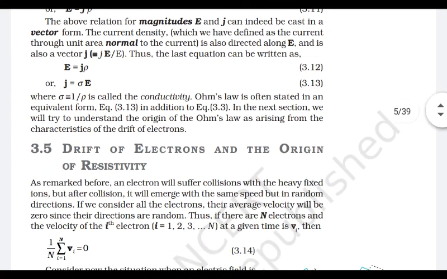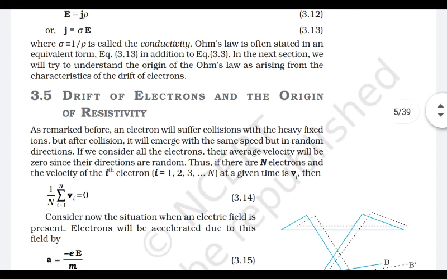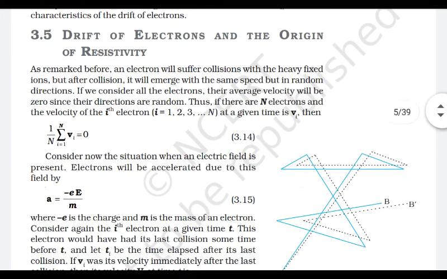So drift velocity is a very good phenomenon, you should know it. So I'm just giving some information. Okay. Just listen to this.